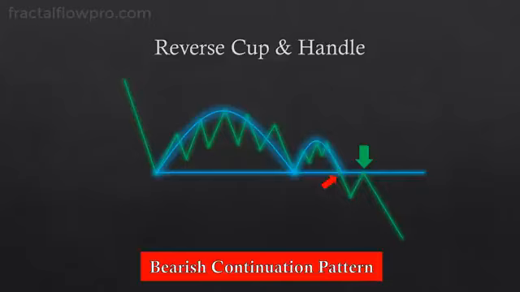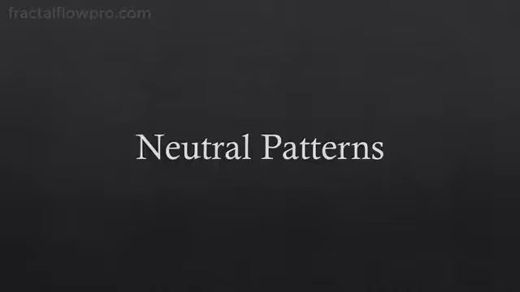Now we must move on to the final section where we talk about the neutral patterns. The distinction about neutral patterns is that price can be going up or down before the pattern, and it can go up or down after the pattern. So the key thing to look for is the direction that price breaks out of the pattern. Where price was going before the pattern doesn't seem to be that important when we are talking about neutral patterns.